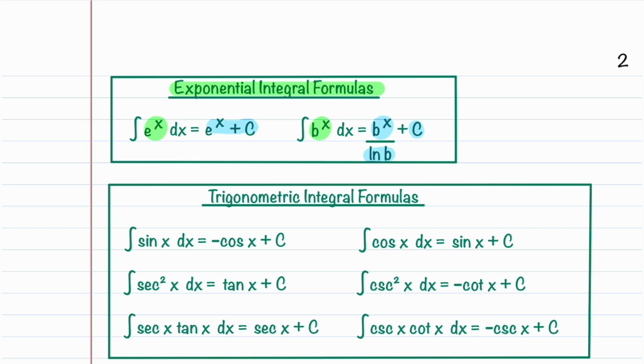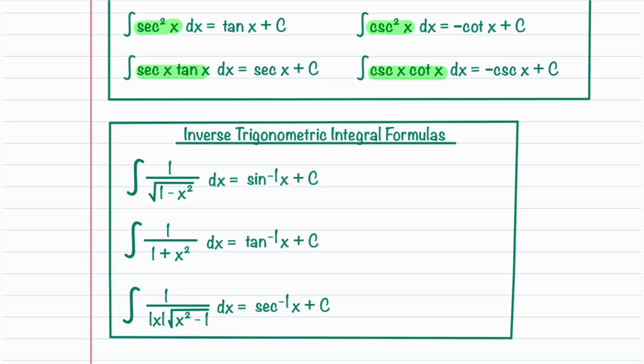Now this brings us to trigonometric integral formulas. On the left, we have the integral of sine, secant squared, and secant tangent. And then on the right are the co-functions cosine, cosecant squared, and cosecant x cotangent x. The formulas on each side are really similar, and that should help you memorize these.